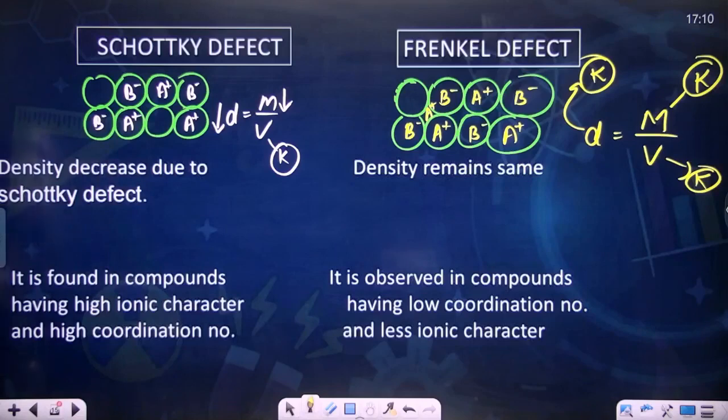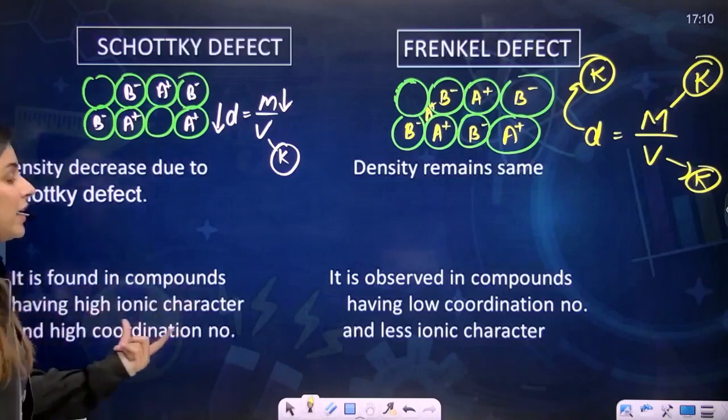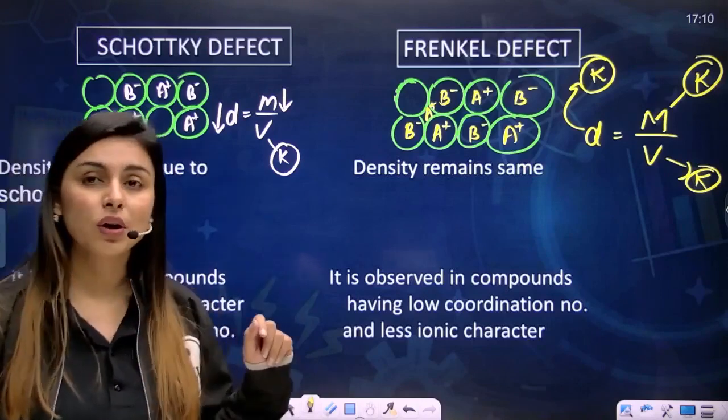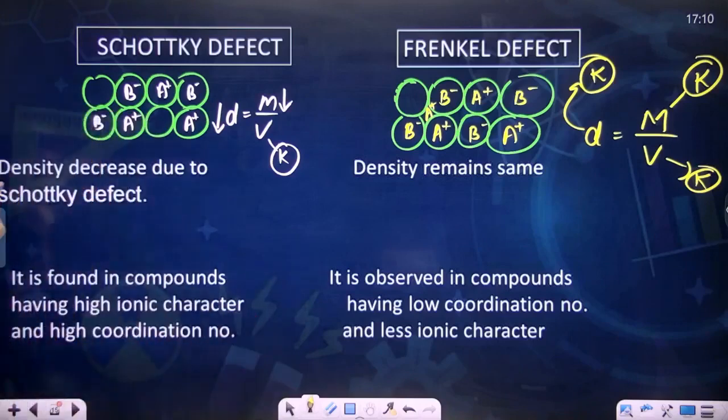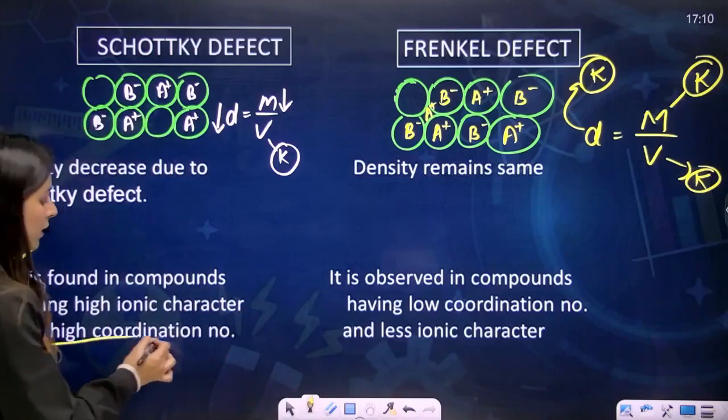Now let's talk about the other point. It is found in compounds having high ionic character and high coordination number. Okay, what does it say? It says that the Schottky defect is found in the compounds having high ionic character and high coordination number.